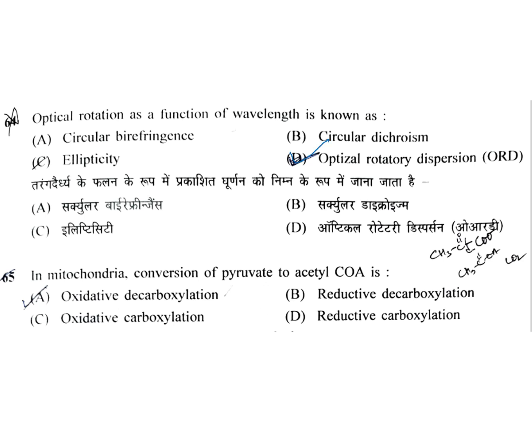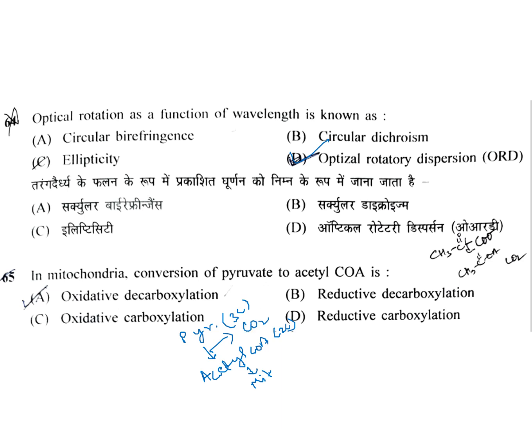Now, next question is, in mitochondria, conversion of pyruvate to acetyl-CoA is: oxidative decarboxylation, reductive decarboxylation, oxidative carboxylation, or reductive carboxylation. So pyruvate is the end product of glycolysis, and before entering the Krebs cycle, it is converted to acetyl-CoA, and then it enters the mitochondria and the Krebs cycle. Pyruvate is a 3 carbon molecule, and acetyl-CoA is a 2 carbon molecule. So in this there is a release of CO2.